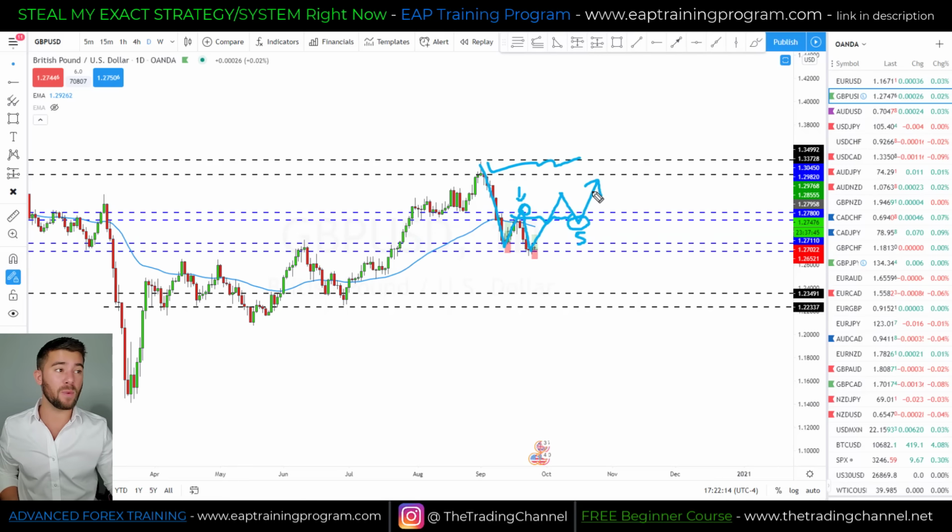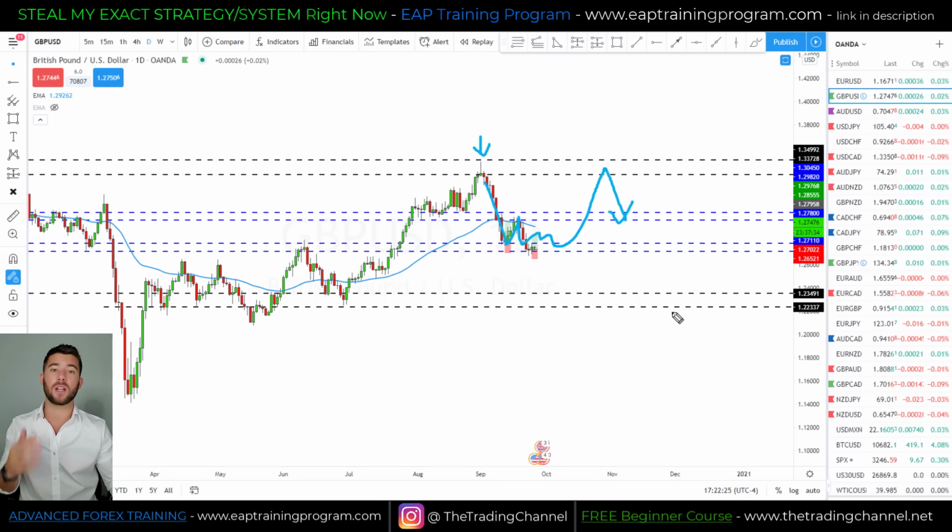And if that does happen and we continue higher, we'll be looking here for our possible counter trend trades because we have a level of resistance. Here, the market's played around a bit. If we get back up to it, I'll be expecting it to become resistance again. So that's my analysis here on the pound dollar.